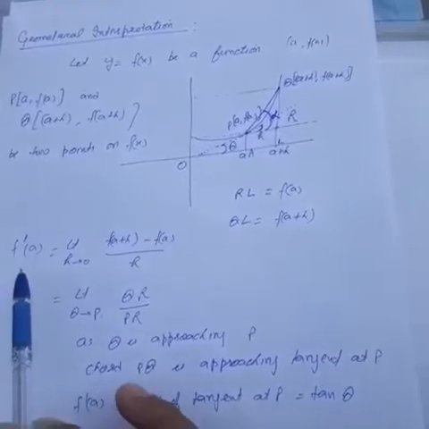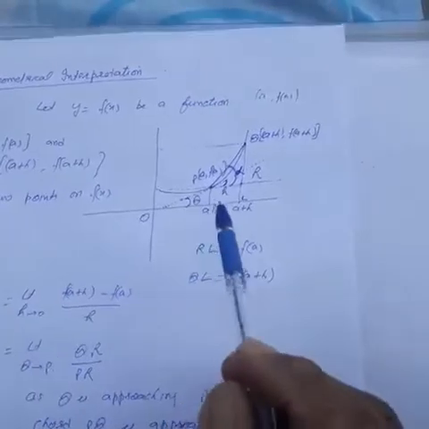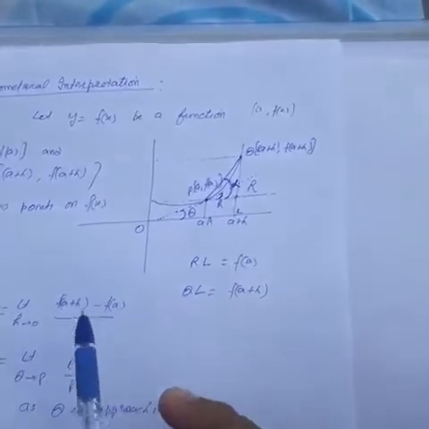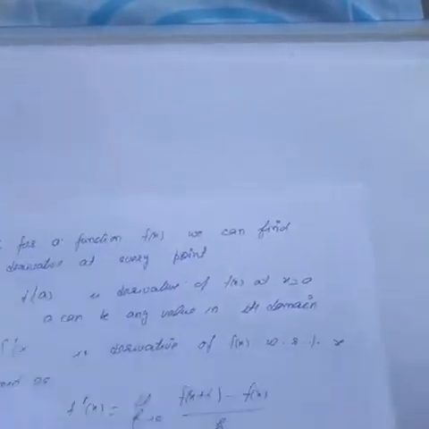So the derivative of the function f(x) at any point a is equal to the slope of the tangent at that point. So it is the geometrical interpretation.